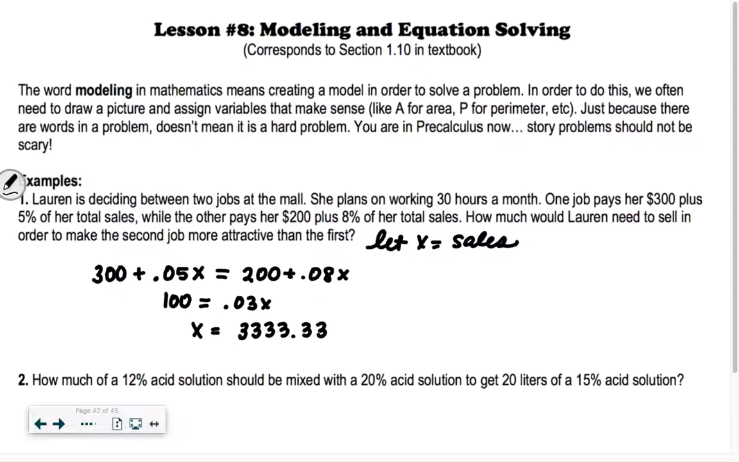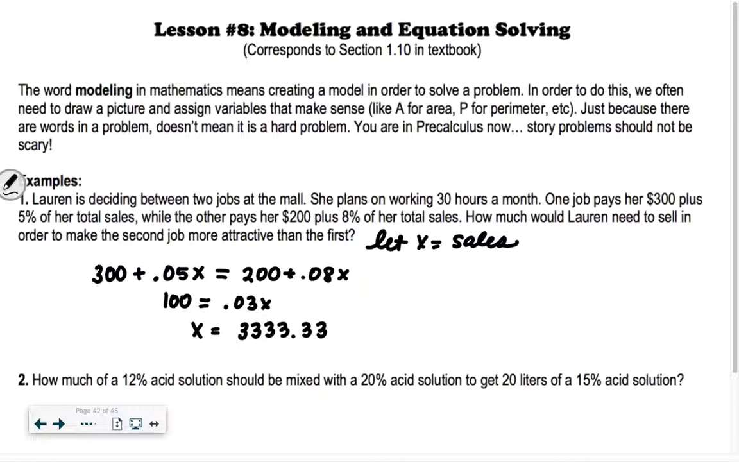Okay, so let's think about it. So the first one, if she doesn't make a lot of sales, it's better to get that $300, right, than 200. So if she sells $0 worth of stuff for the month, it's better with the first job. So our turning point is happening when it's 3,000. I should have done a nicer number. This is rough. $3,333.33, right? That's the turning point.